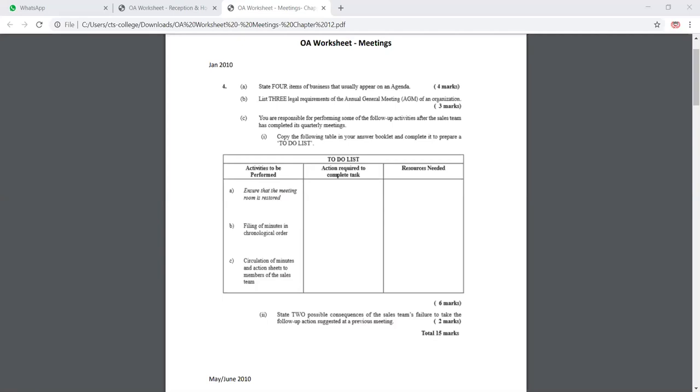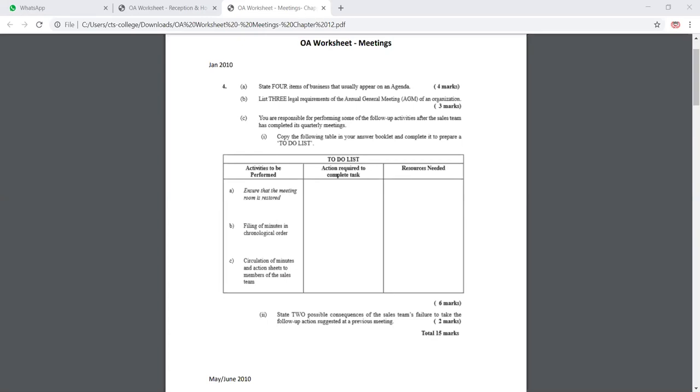So filing of minutes in chronological order, give me one action required to complete the task. Filing of minutes, remember the person already take it, right? Because this question is asking for filing of minutes. What should the person do if they have to file it away in chronological order? Keep it in a separate file. Where? How? But how are they going to file it?